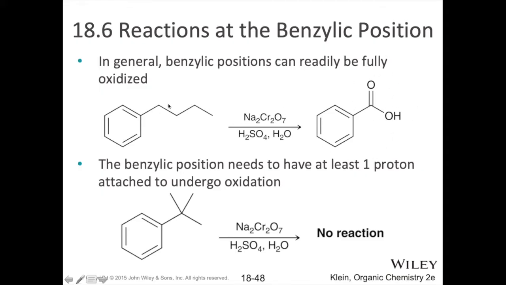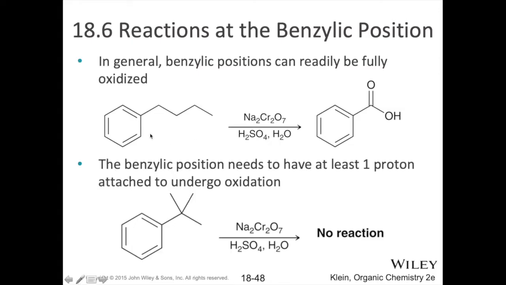Now, it doesn't matter how many carbons you have in your alkyl group, the benzoic acid always forms at that benzylic carbon, and the rest of the alkyl group is lost. We've actually done this reaction with toluene. Toluene has just that methyl group sticking out, and we've oxidized that in lab using potassium permanganate, which is another strong oxidizing agent.